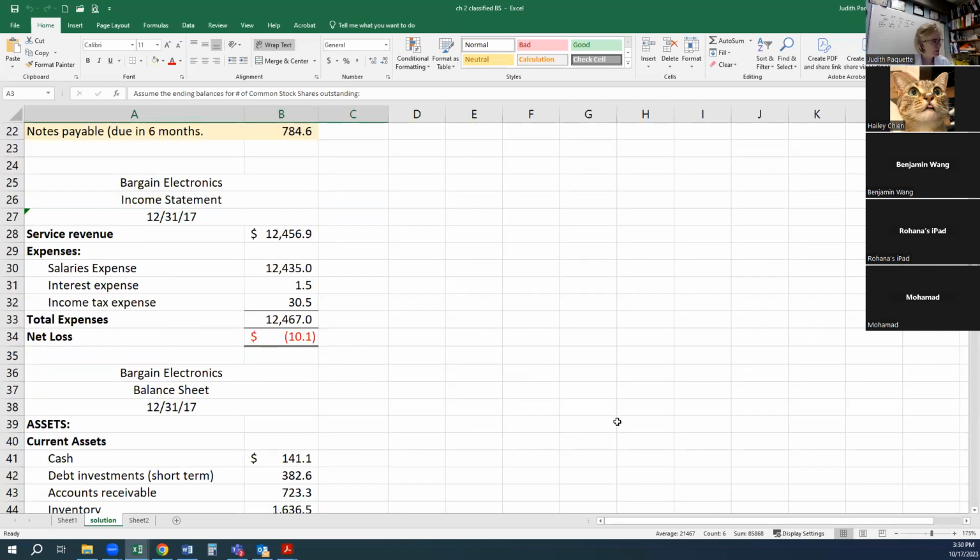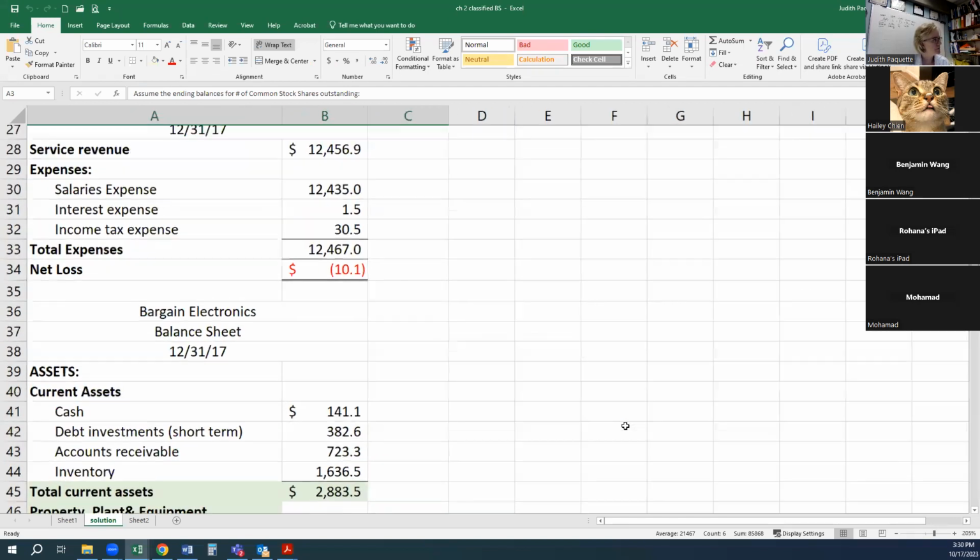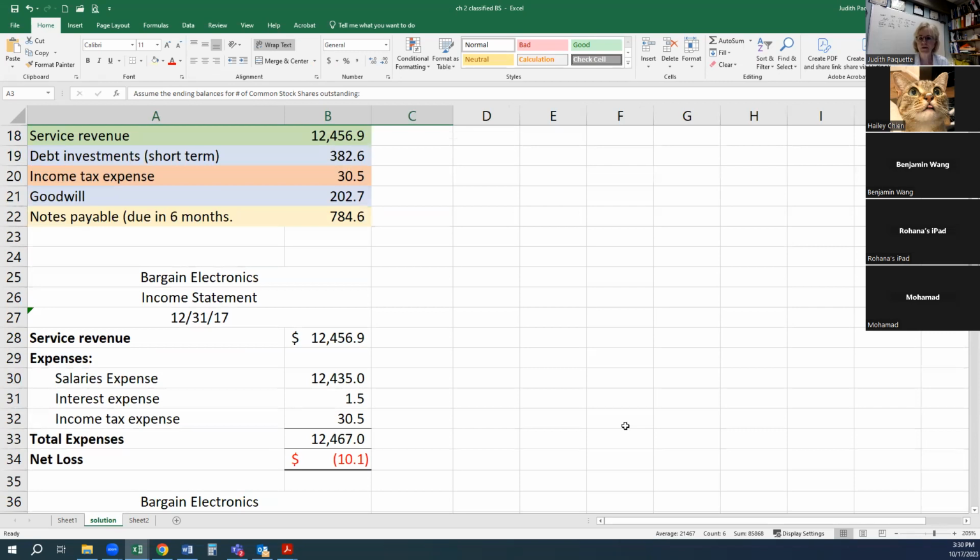Here's another one. Can you see this, Bargain Electronics? Are you guys able to see this screen? Yeah, we can see it.